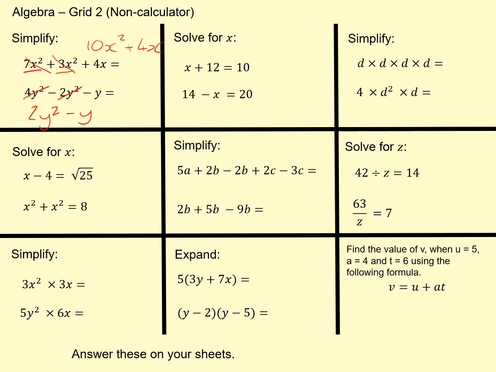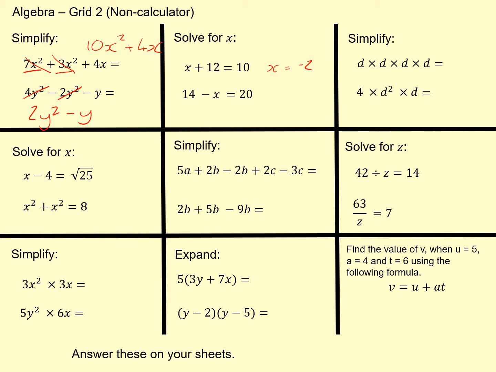Next up, solve x. x plus 12 equals 10. Now that's an odd one because there's no number I can think of that I can add to the 12 to get the 10. But we can do it because it's a negative starting point. So if we were to work backwards, starting on the 10, do the opposite, take away 12, leaves me with minus 2. So for that one, x must equal minus 2.